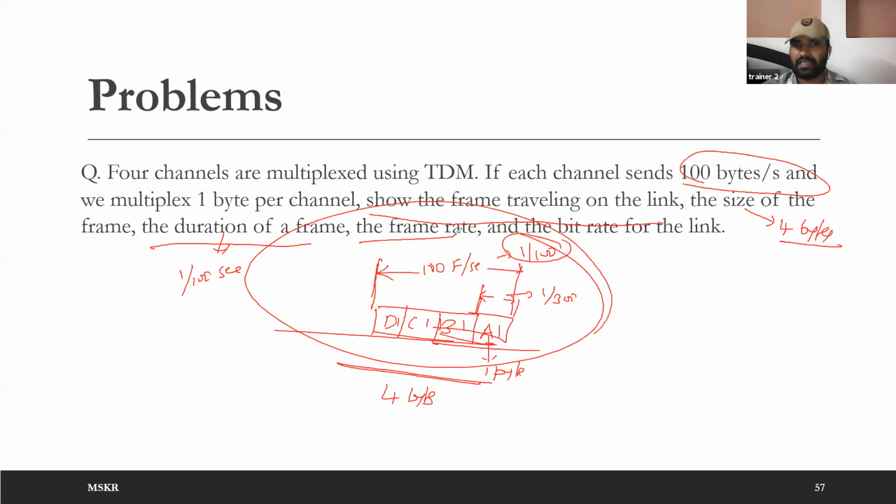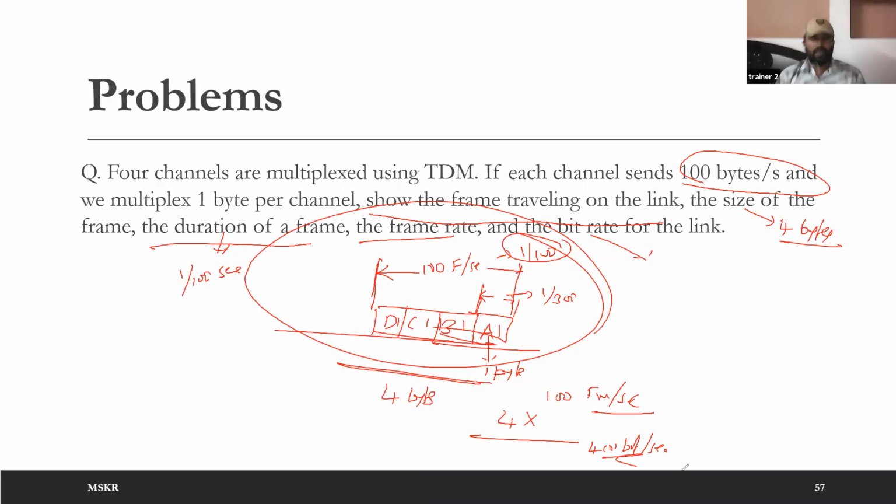The frame rate is, as you can see, each user is sending 100 bytes per second. Since your frame carries 1 byte per frame, you can say the frame rate is 100 frames per second. And the bit rate of the link, since you are sending 4 channels, is 4 into 100, that is 400 bits per second. So like that you are going to deduce each and every answer asked. So that is how you solve this problem.